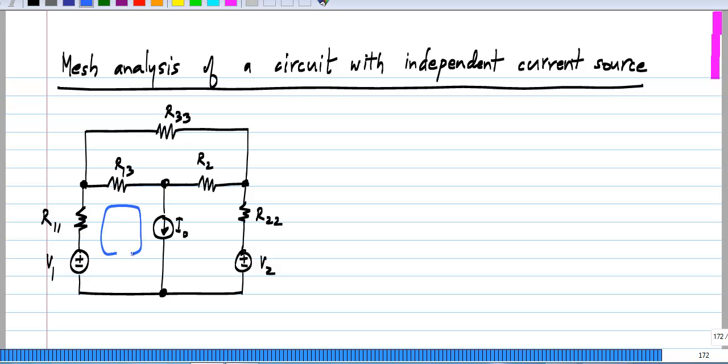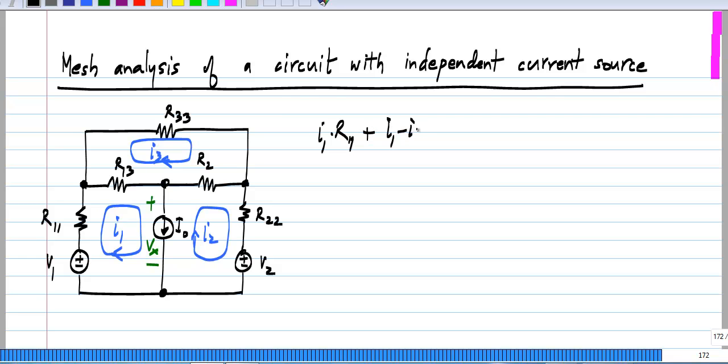So let me take the three meshes the same as before with mesh currents I1, I2 and I3. And the voltage across the current source, let me label that Vx. Now if I write the KVL equation around the first mesh, I'll get I1 times R11 plus (I1 minus I3) times R13, which are the voltage drops across R11 and R13. I don't know the voltage drop across this current source, so I'll just label that Vx, and that should be equal to the voltage rise V1. So this is for mesh number 1.